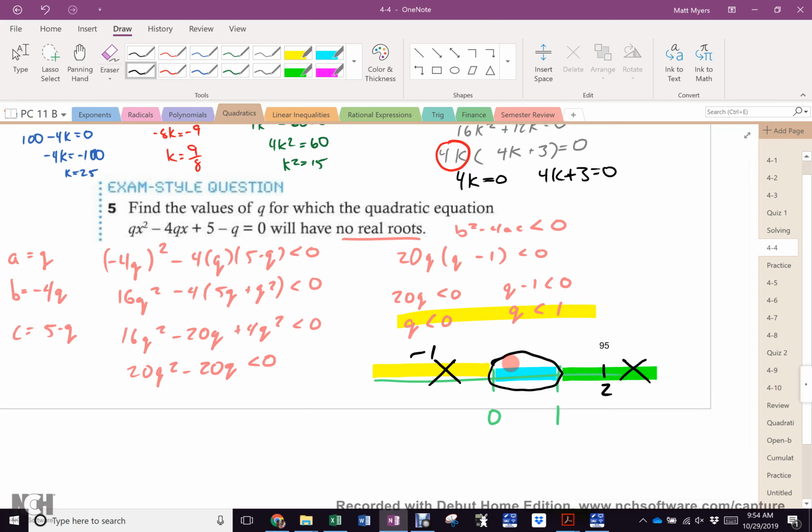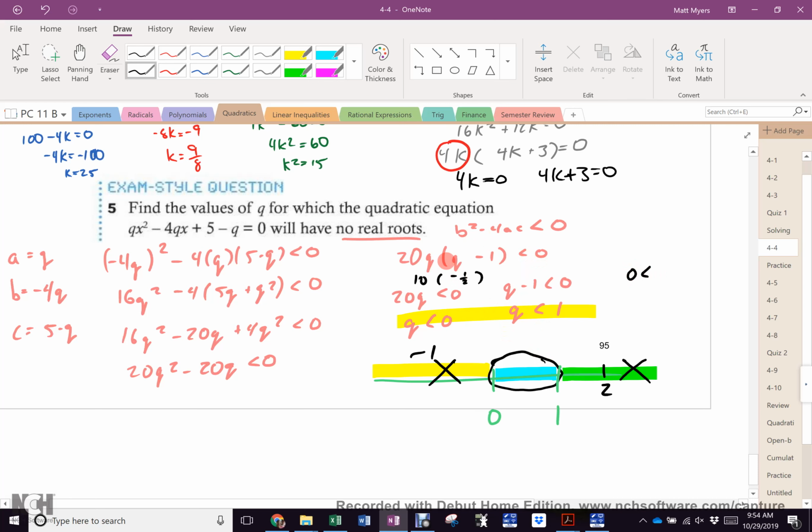What's an easy one to use? What's an easy number between 0 and 1 that we can work with in our heads? Half, right? What's half of 20? 10. What's a half minus 1? -1/2, yeah? Positive times a negative will get me a negative, right? And I want less than 0. So this one, my answer, has to be between 0 and 1.